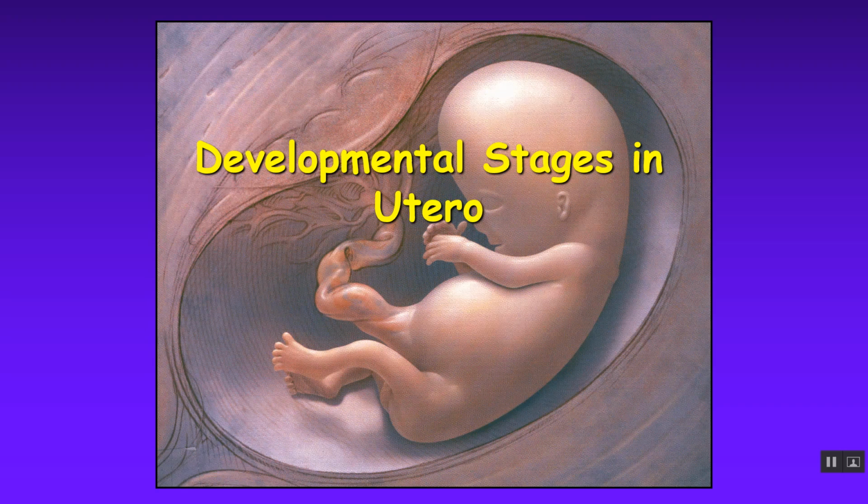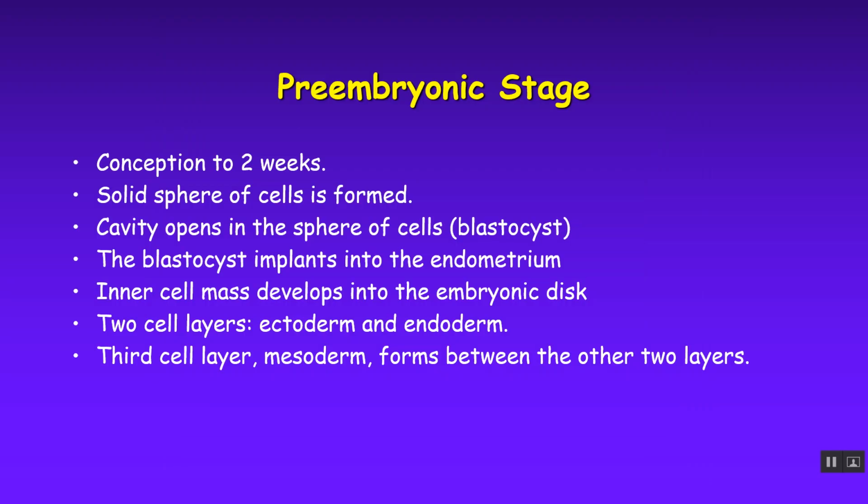All right, let's talk about developmental stages in utero. Pre-embryonic stage, that's conception to 2 weeks. A solid sphere of cells is formed. Eventually a cavity opens in that sphere, and that's now called the blastocyst. Once that cavity opens, it implants in the endometrium. An inner cell mass develops, which becomes your embryonic disc. Then two cell layers, an ectoderm and an endoderm, develop in that disc initially. It divides into two cell layers, and eventually a third layer starts to develop between those, which becomes your mesoderm.